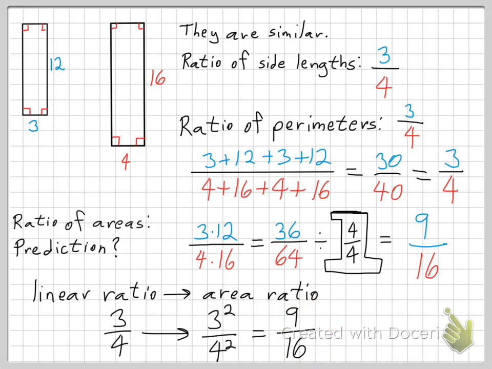Again, that's very key. You cannot use the same ratio as the linear ratio when you're talking about the ratio of areas. You have to square it. Okay?